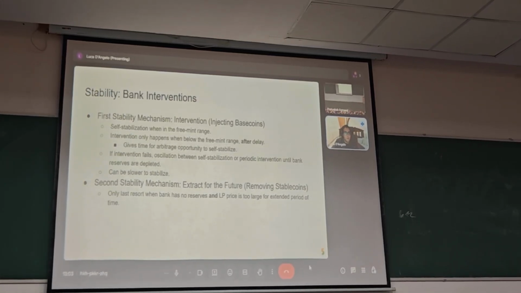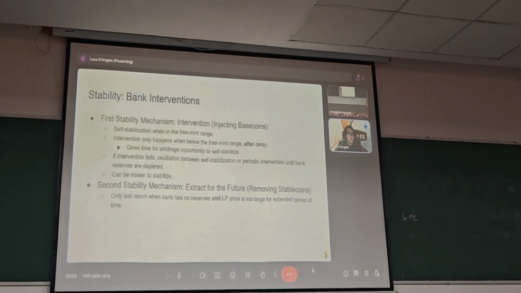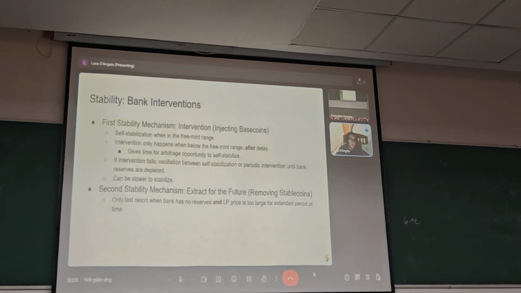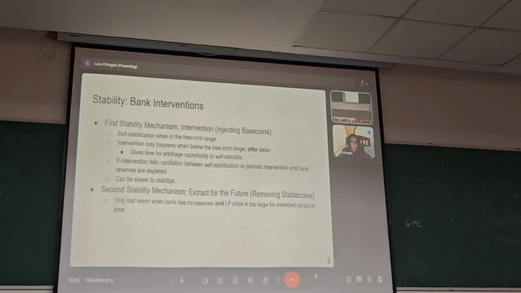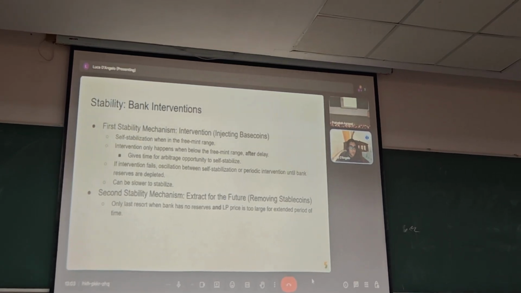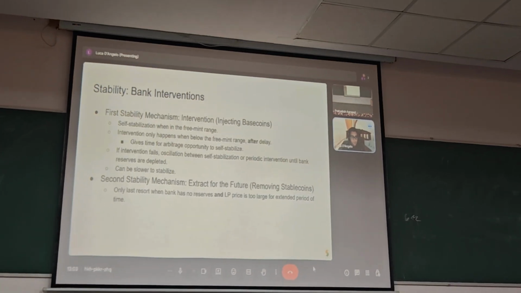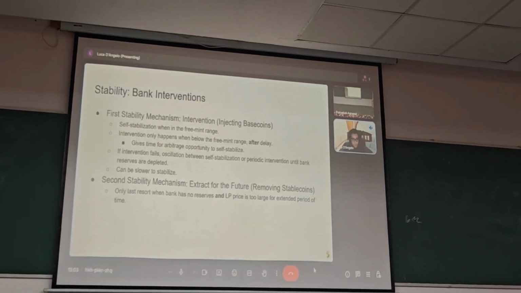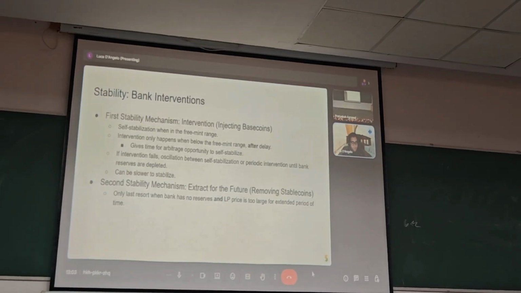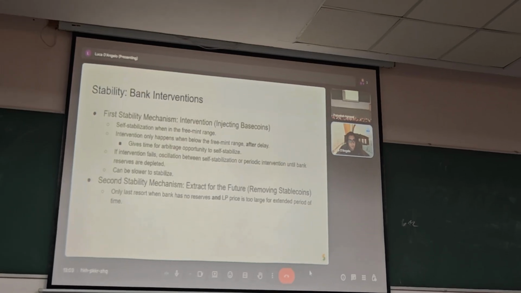So I'll go over how the bank interventions relate to stability. As we saw, the first line of defense or stability mechanism is injecting base coins to the bank. When you're in the Freeman range, it's self-stabilizing, kind of. You're just relying on people trading in the liquidity pool and by freely minting the token stablecoins for the bank to increase the supply.